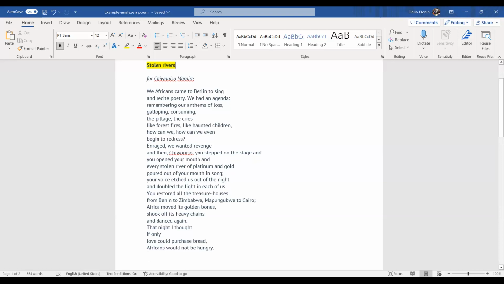And then you stepped on the stage and you opened your mouth, and every stolen river of platinum and gold poured out of your mouth in song. Your voice etched us out of the night and doubled the light in each of us. You restored all the treasure houses, from Benin to Zimbabwe, Mangwa to Cairo. Africa moved its golden bones, shook off its heavy chains, and danced again. That night I thought, if only love could purchase bread, Africans would not be hungry.